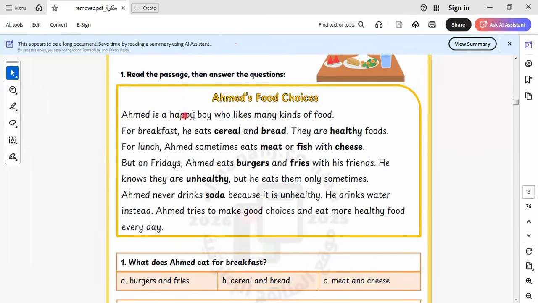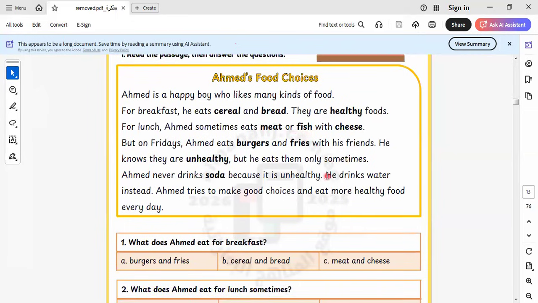Ahmad is a happy boy who likes many kinds of food. For breakfast, he eats cereal and bread. They are healthy foods. For lunch, Ahmad sometimes eats meat or fish with cheese. But on Fridays, Ahmad eats burgers and fries with his friend. He knows they are unhealthy. So here Ahmad knows that fries and burgers are unhealthy food, but he eats them only sometimes.